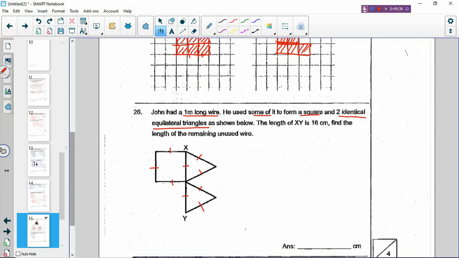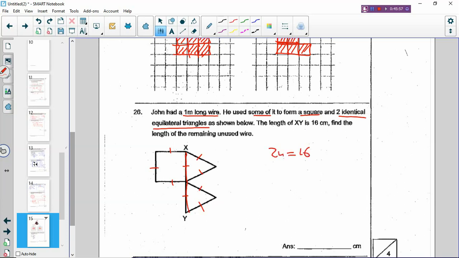And then there's something that Mr. Long has taught you. When you look at area and perimeter, what do you look for? Look for equal parts. And what do you call the equal parts? You call them units. So every equal part is 1 unit. So which means that if you look at XY, it is 1 unit and 2 units. So 2 units must be equal to 16 cm.